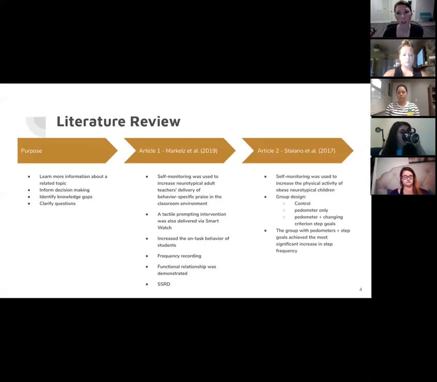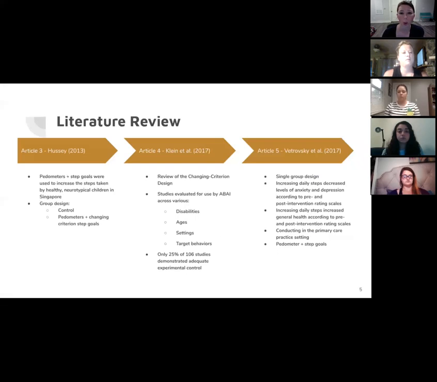The first intervention group used pedometers and self-monitoring only, while the second group used pedometers to self-monitor and were given changing criteria and weekly goals. The study concluded that setting weekly changing criteria and goals with self-monitoring was more effective at increasing steps per day than just self-monitoring alone.